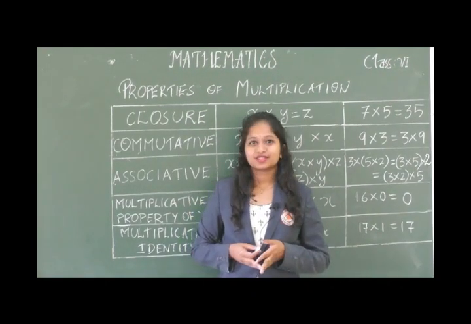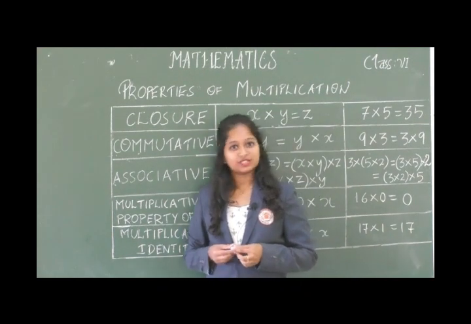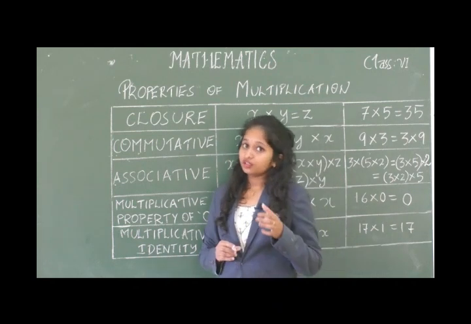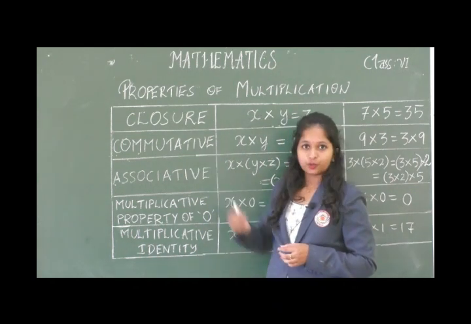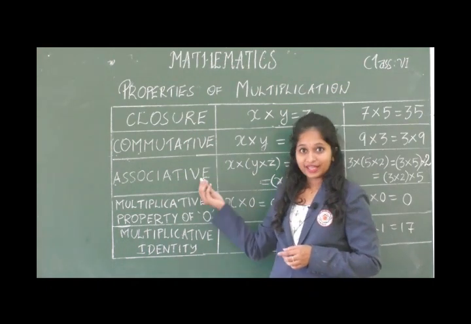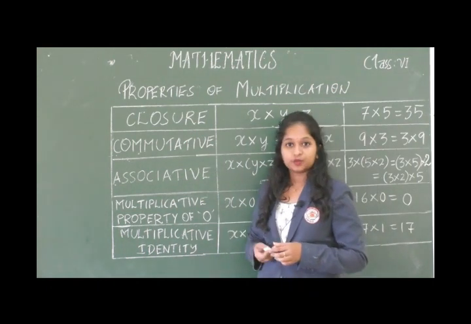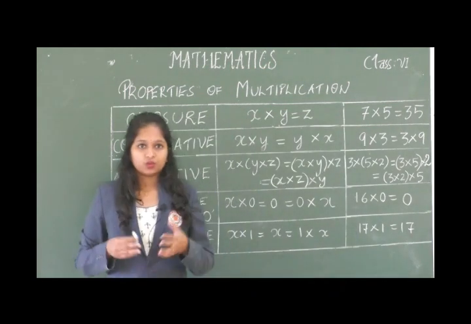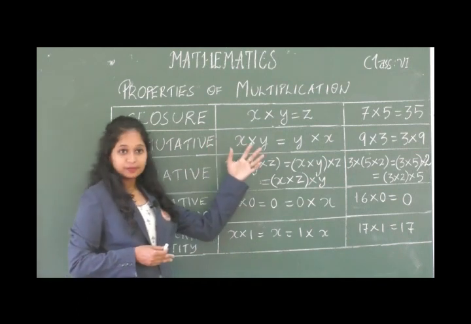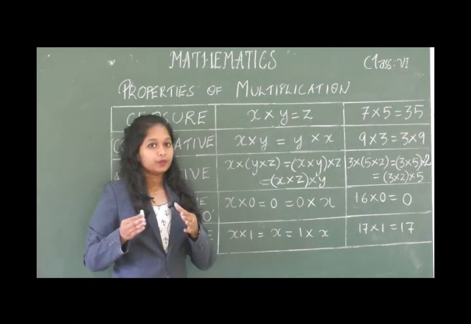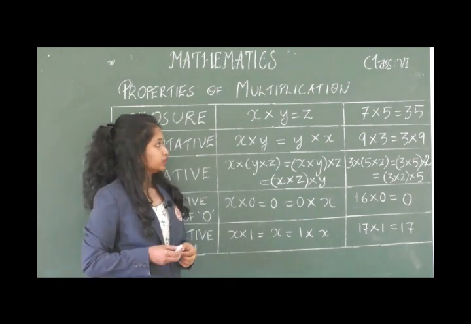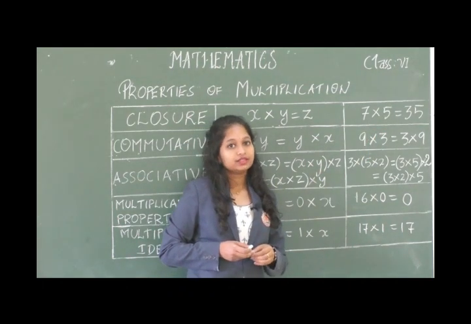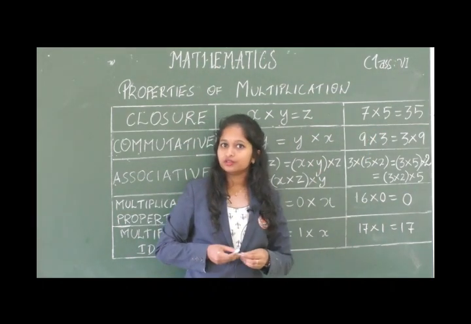Children, now let us learn properties of multiplication. There are 5 properties for multiplication under whole numbers. Closure property, commutative, associative, multiplicative property of 0 and multiplicative identity. What is closure property? If you multiply two whole numbers, the product is also a whole number. For example, 7 into 5, it is 35. Is 35 a whole number? Yes.